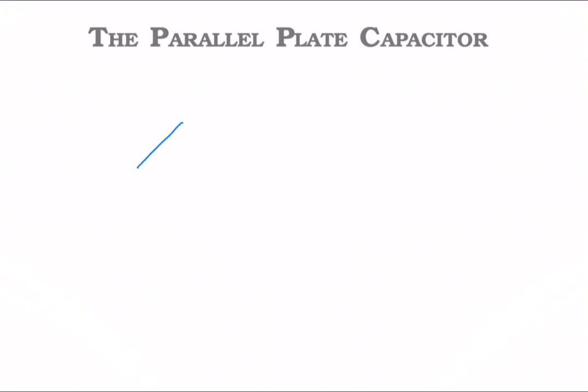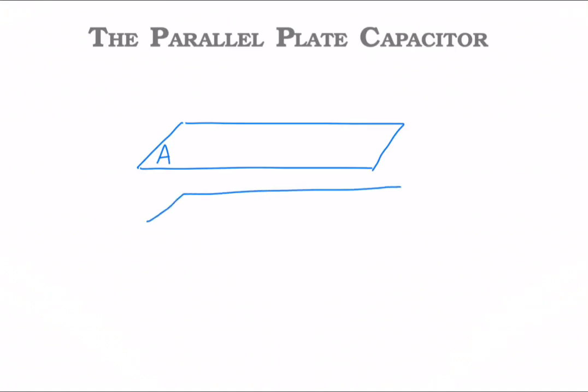Let's take two metal plates, having a cross-sectional area of A, and let these two metal plates be separated by a distance d. Let d be the distance between the parallel plates. Both the plates have the same area of cross section.